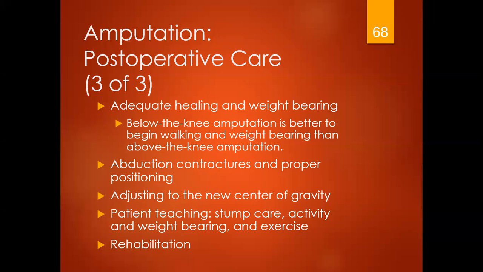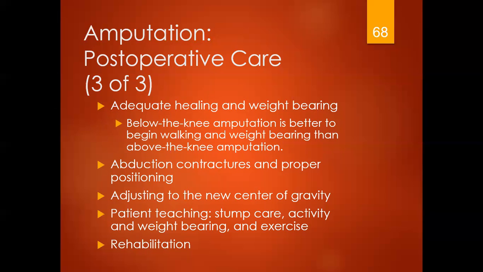Abduction contractures can happen if we elevate the leg for too long, right? Also, we want to make sure we're positioning the leg, because if we pull it in towards the body, like we pull in the stump towards the knee, we can cause that contracture toward the body, and it will get stuck in that position. So that's super important.